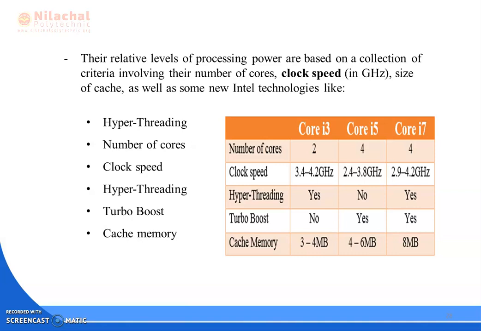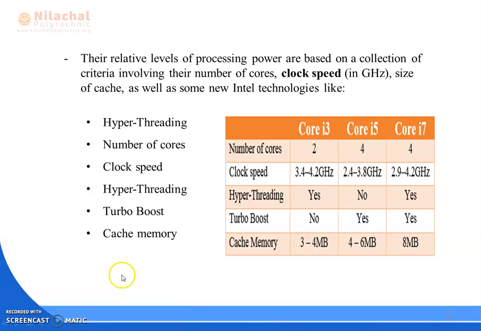So in our previous slides, we have been discussing the multi-core processors. We have discussed dual-core processors, we have discussed quad-core processors, and currently we were discussing the different generations of processors and what are the different factors that affect the processing power of these processors.